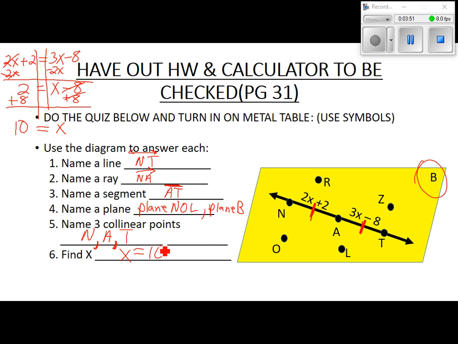How long is segment NA? You put 10 in for x. So 2 times 10 plus 2? 22. How long is segment AT? 22. How long, if they ask you to find the length of segment NT? 44. Just add them up, right?